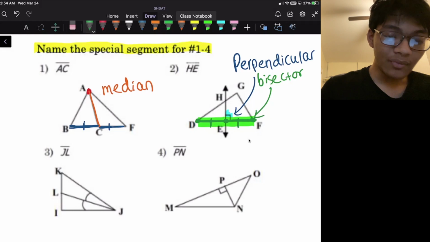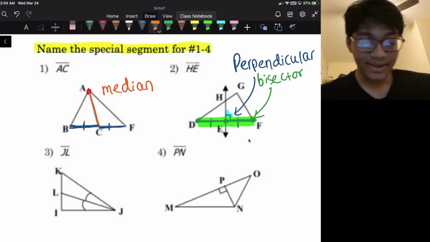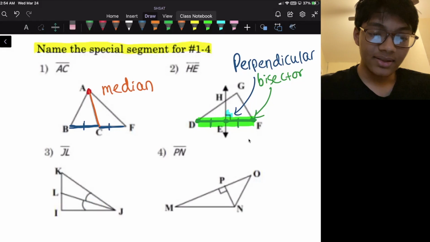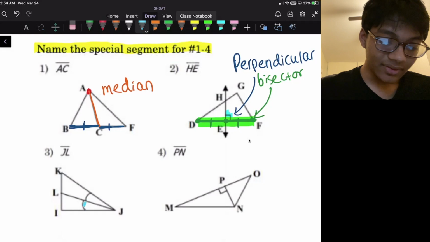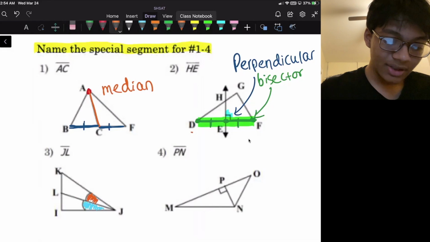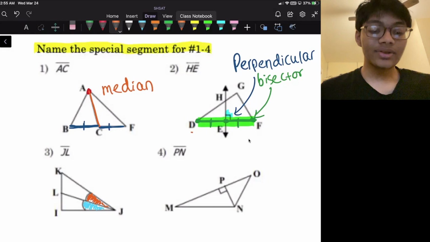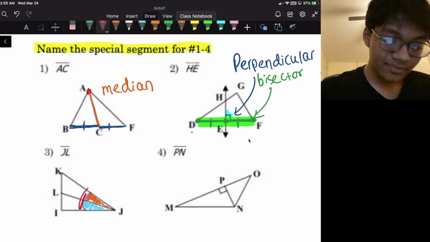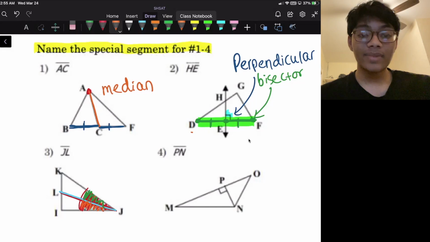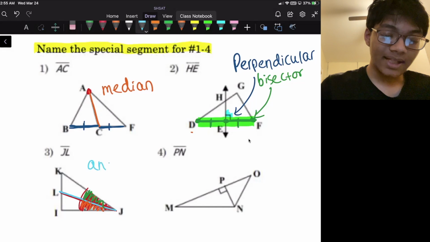Next one up, we have line segment JL. So if you look at this line segment, you'll notice a couple of things. So let me get cyan up here. You'll notice that this angle over here, angle LJI, is equal to this angle, angle KJL. So those two angles are equal. So if those two angles are equal, that means this bigger angle was cut in half by this line segment JL. So the big angle was cut in half into two equal angles, this green angle and this orange angle. So if you have something that cuts an angle in half, well, that's an angle bisector.